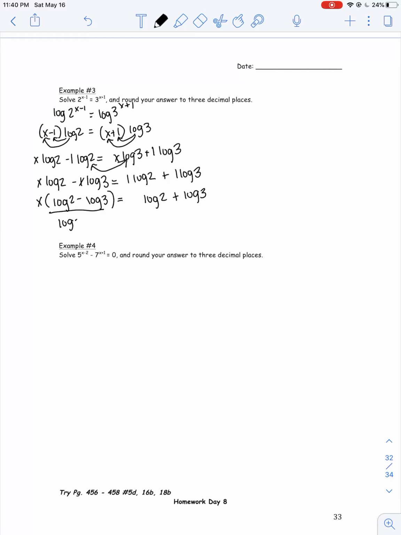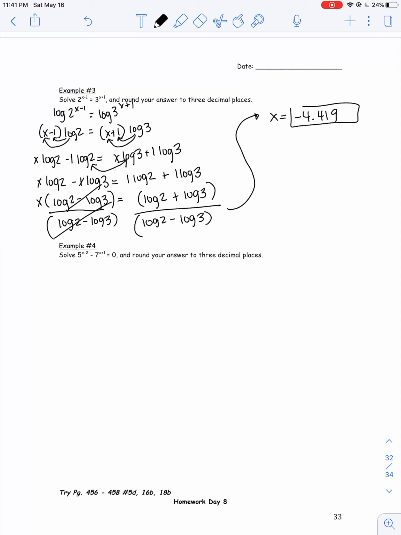And then you want to divide both sides by what's with the x to get x by itself in brackets. So this is in brackets, dividing by the log 2 minus log 3 in brackets. Those cross off. And now you just want to calculate that x. If you put that properly in your calculator, you're going to get negative 4.419.